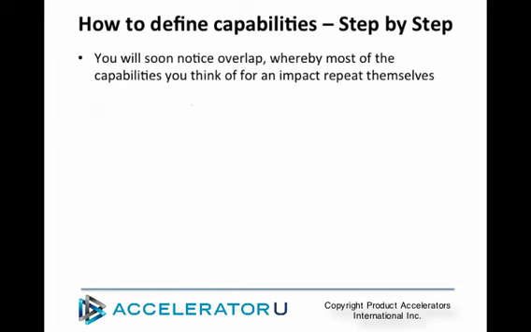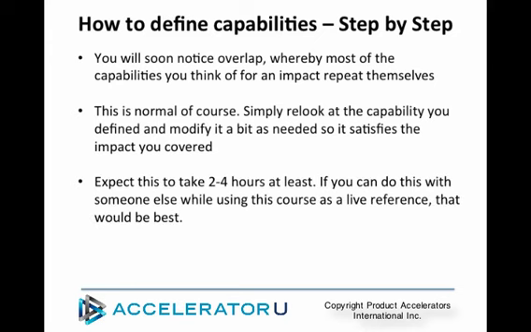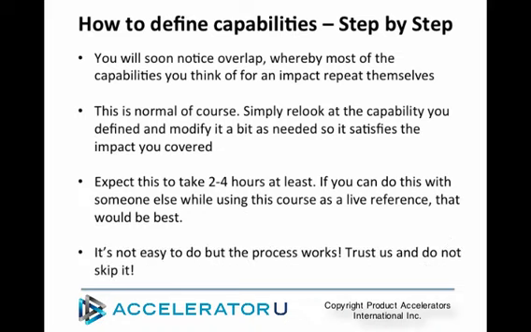What's going to happen is you'll soon notice some overlap, whereby most of the capabilities you think of for an impact start to repeat themselves. This is quite normal. Simply relook at the capability you defined and modify it a bit as needed so that it satisfies the impact you just covered. You should expect this to take several hours, often 2 to 4. If you can do this with someone else while using the course as a live reference, that would be the best way to go. We know it's not easy, but follow the steps and you will get it done. Trust us.